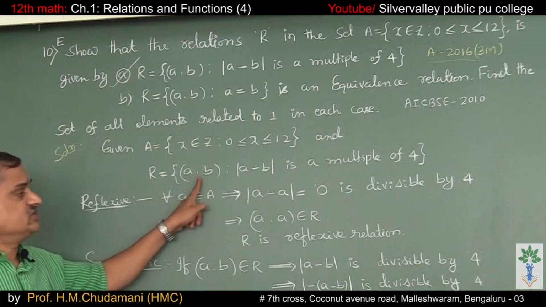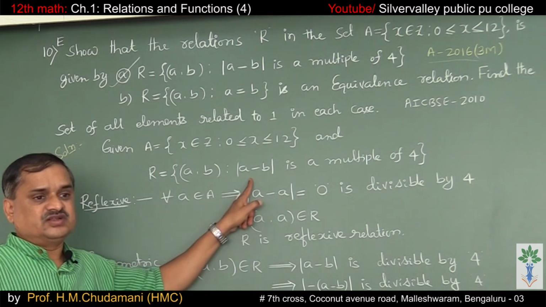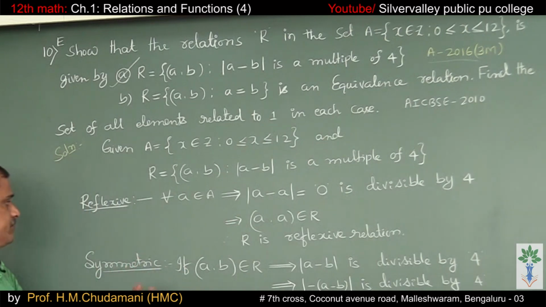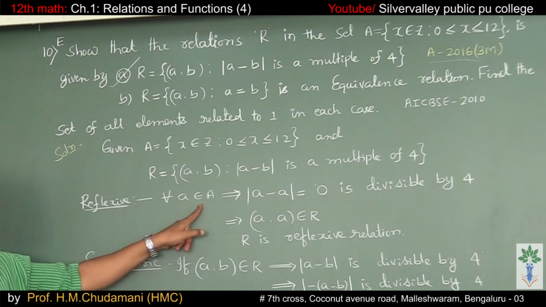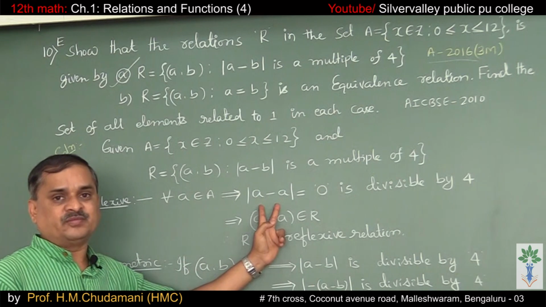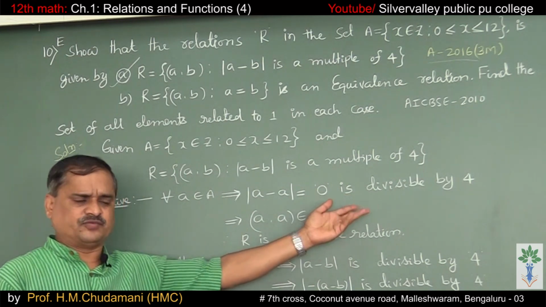The given relation R equals the set of ordered pairs (a, b) such that modulus of a minus b is a multiple of 4. Let us verify the reflexive property. For all a belongs to the set A, modulus of a minus a means 0. 0 is divisible by 4, of course.